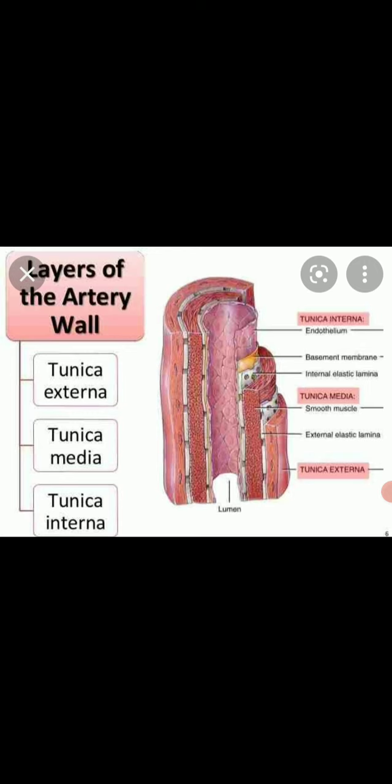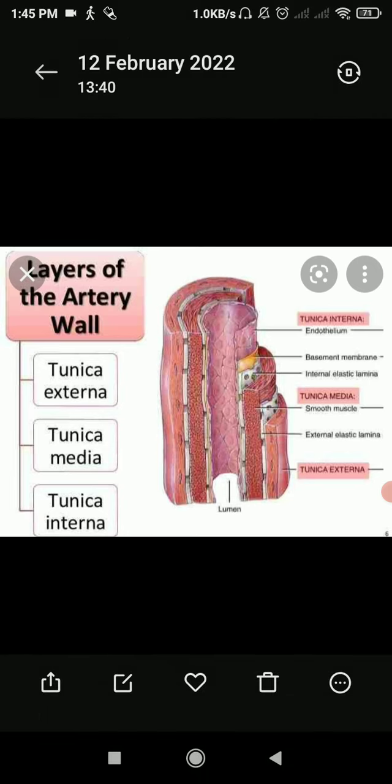Example: aorta, pulmonary trunk, brachial artery of the arm, radial and ulnar artery of the forearm, palmar arteries, superficial and deep palmar arteries of the palm, digital arteries of the digit. These are the examples of arteries.